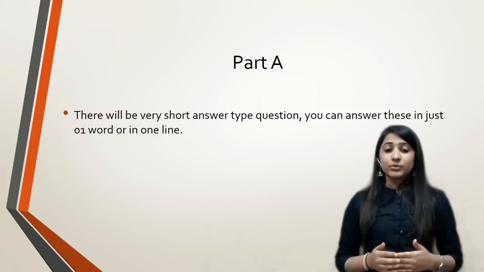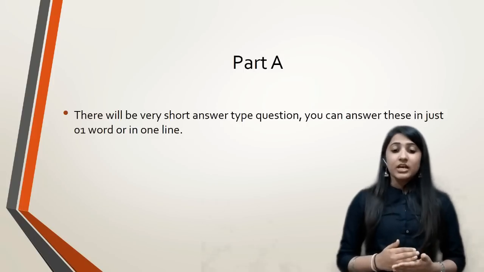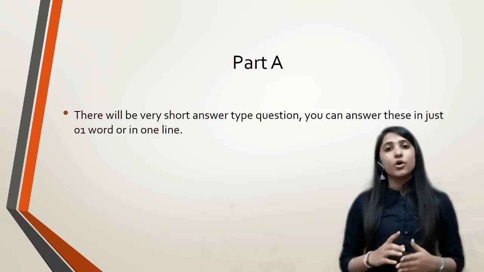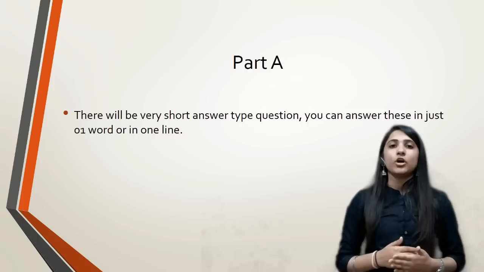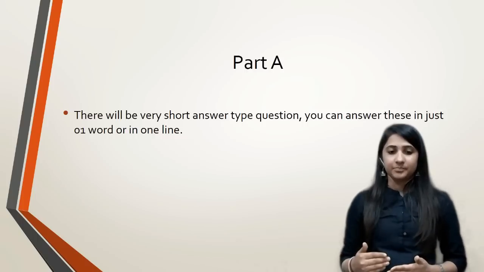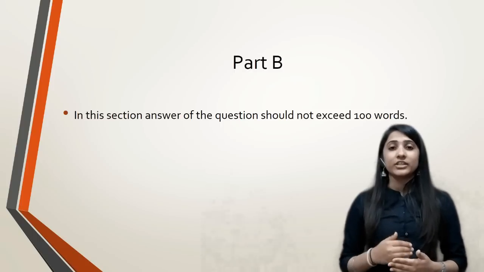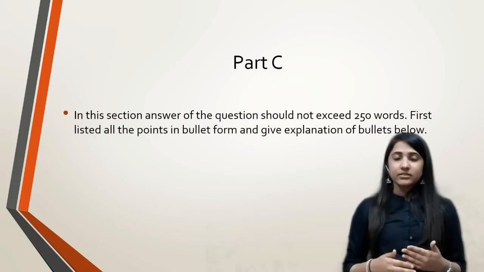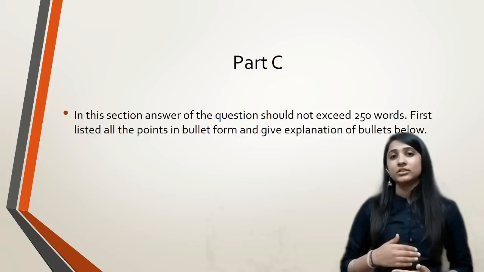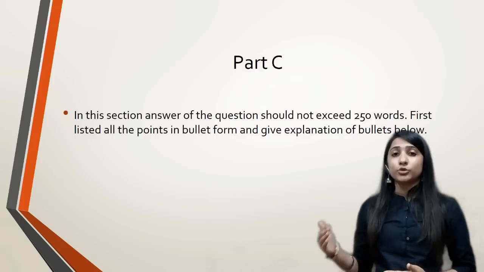Now coming to the most important question, how to answer questions to get good marks in the history exam. For Part A, there will be short answer type questions. You can answer this in just 1 word or 1 sentence and your words should not exceed 30. For Part B, the answer to the question should not exceed 100 words. Similarly for Part C, the words should not exceed 250.